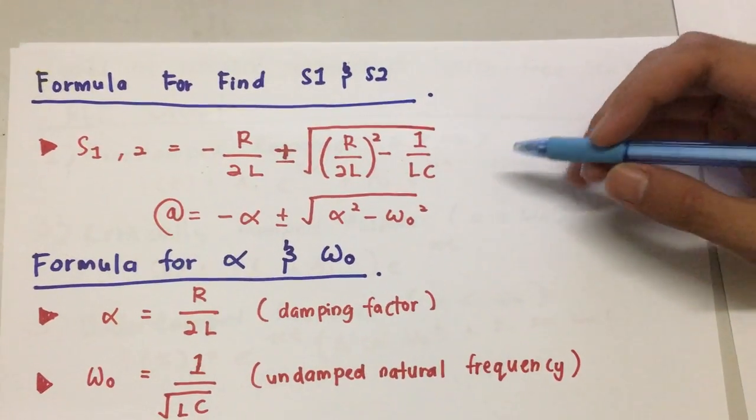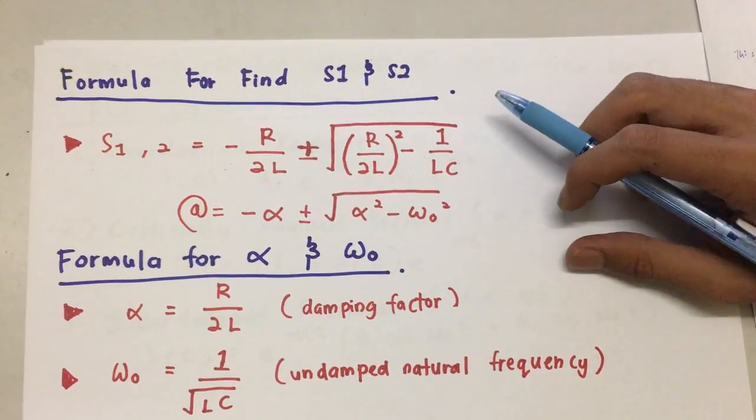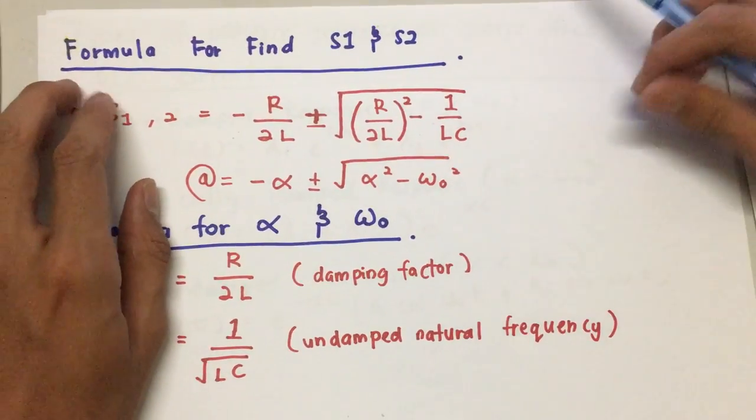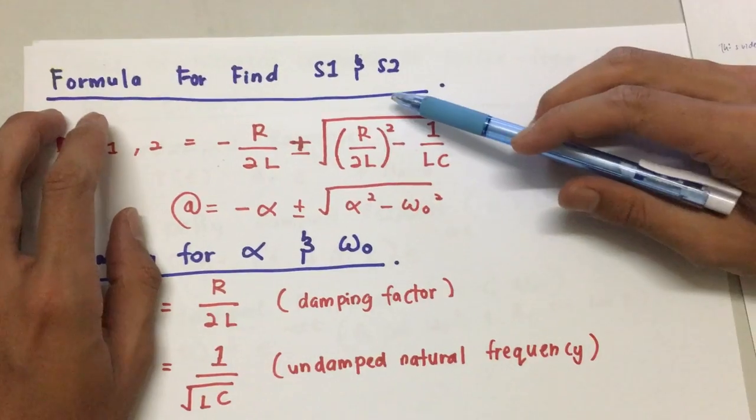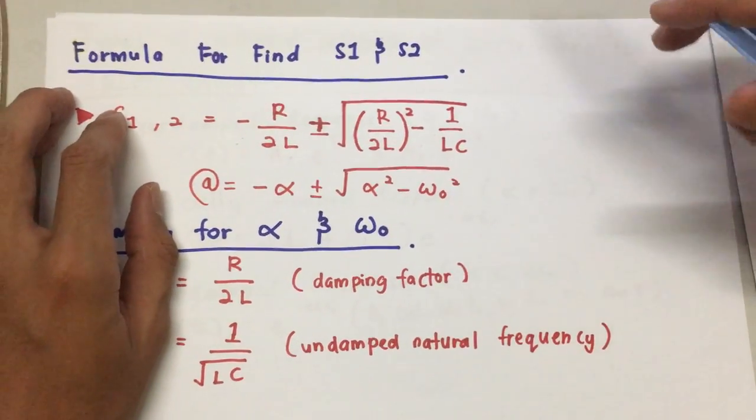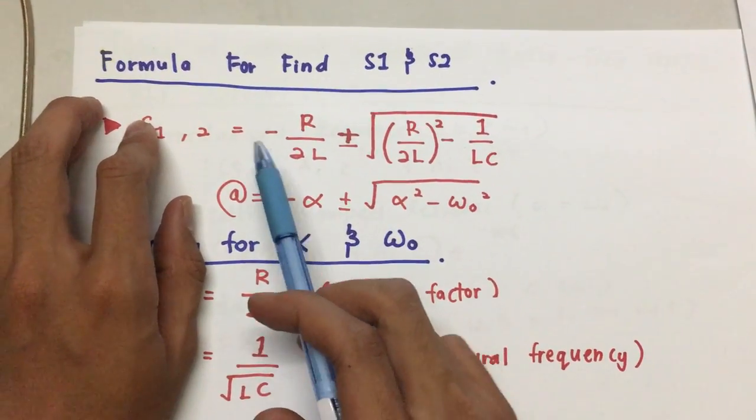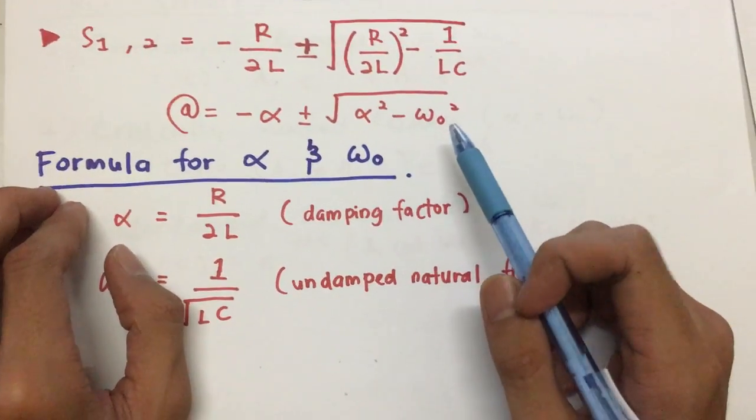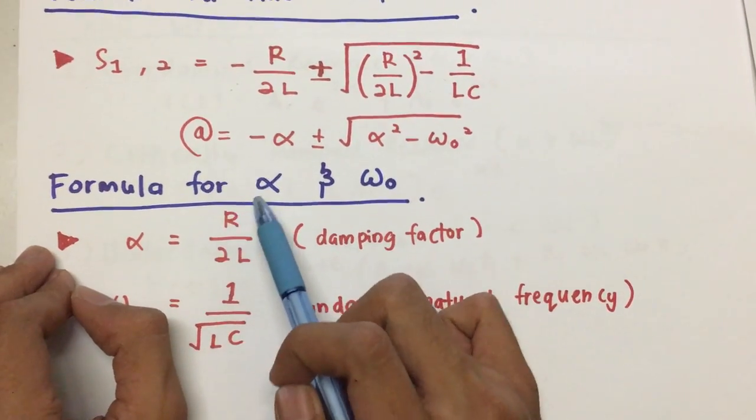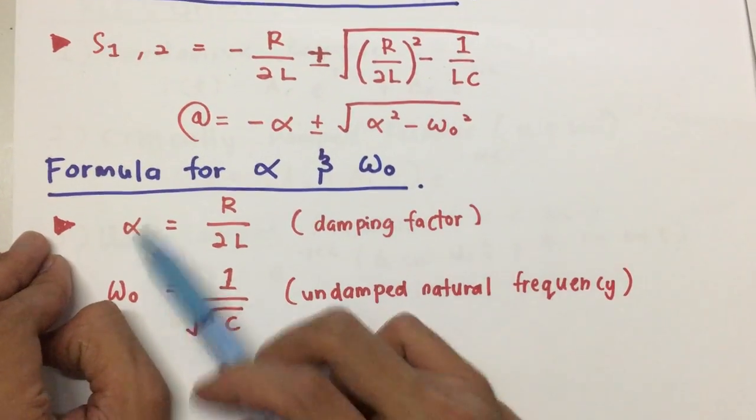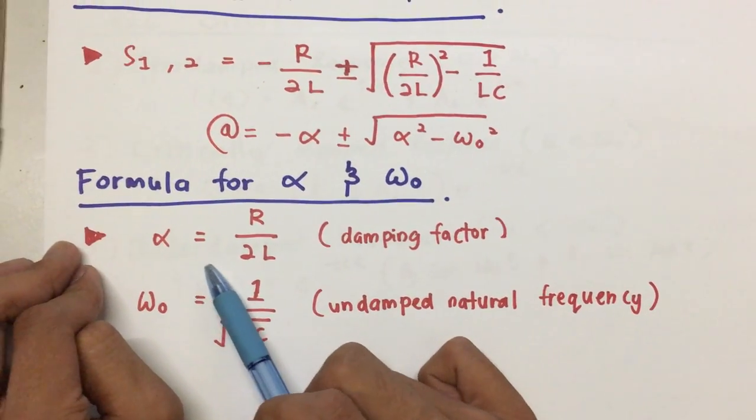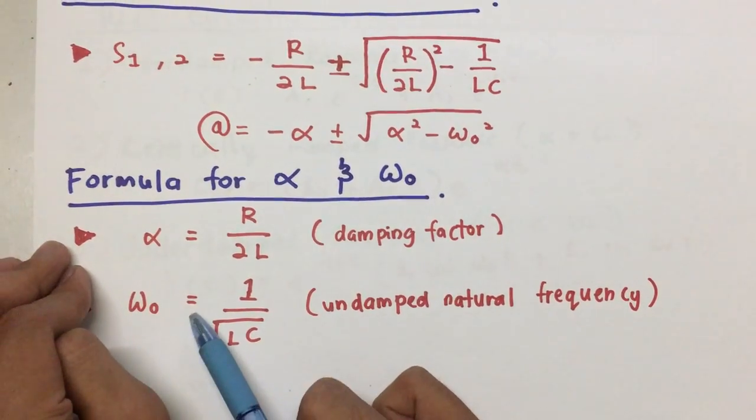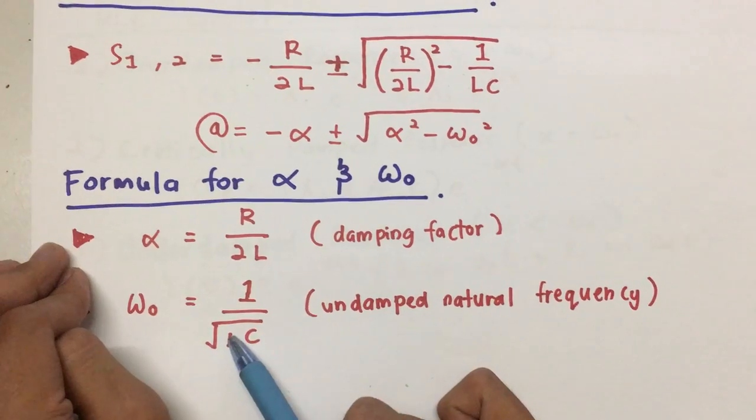So this is the next steps that you have to solve. There are 2 formulas in this solving. So the first one is you have to find the S1 and S2. So the formula is this one. You can choose either this one or this one. So the next step is you have to find the alpha and omega naught. So the formula for alpha is alpha equals R divided by 2L. The next one is omega naught equals 1 divided by square root of LC.